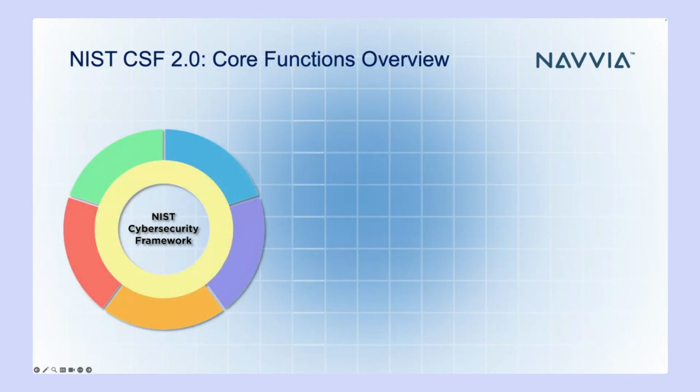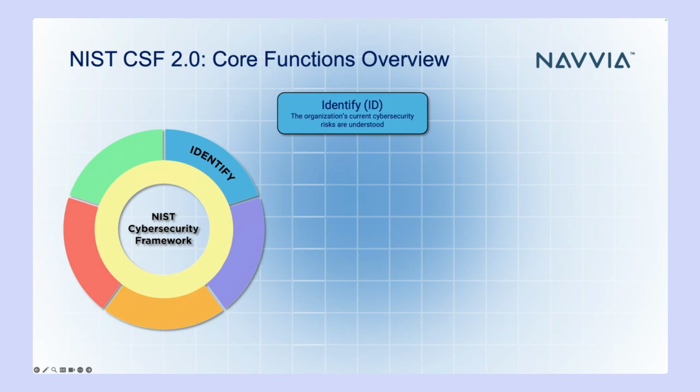Looking at the functions, I'll start with identify. Identify is all about understanding your current risks. So what am I facing? What are the threats out there? How am I going to deal with those threats? How am I going to prioritize those threats? It's about identifying what I need to be aware of in order to protect it.